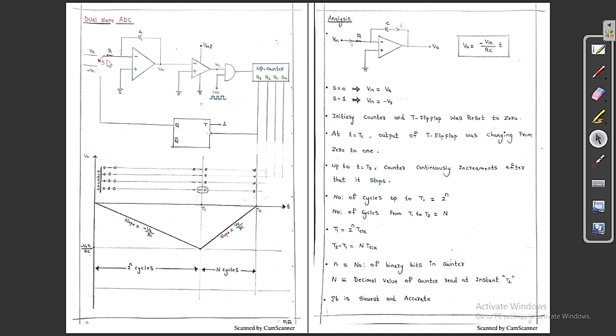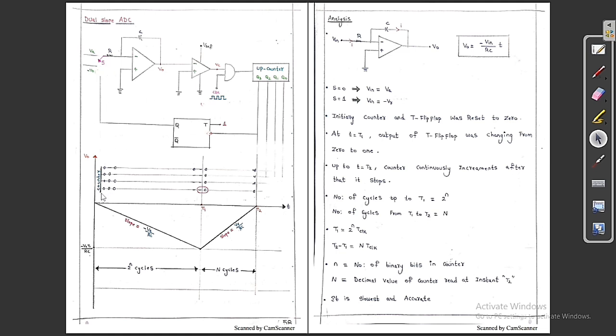So this is called the dual slope ADC. Let me repeat this one. Initially I am going to connect the switch to VA, and after some time, automatically, whenever a negative triggering happens, the switch is going to become 1. So it is going to move to minus Vr.